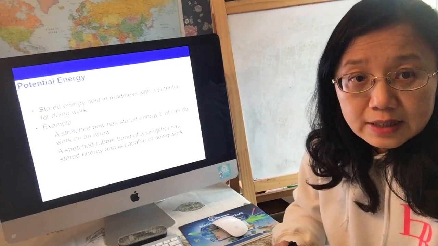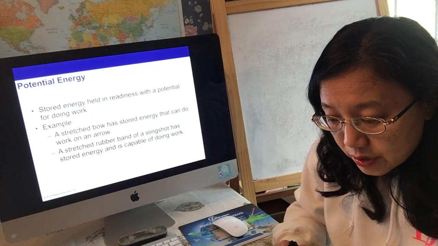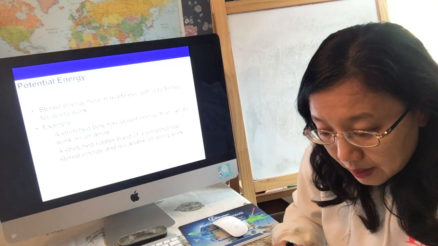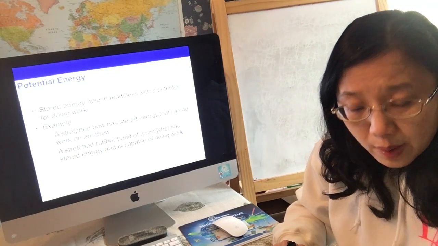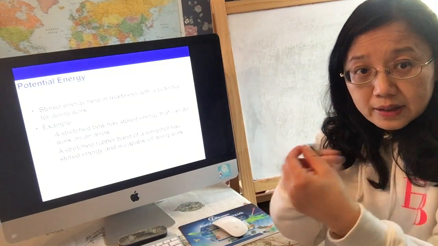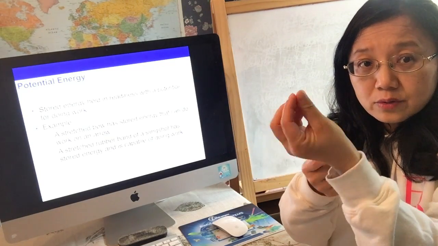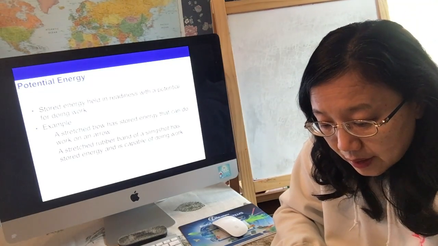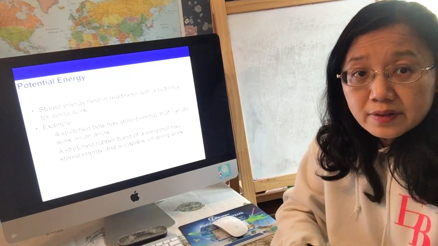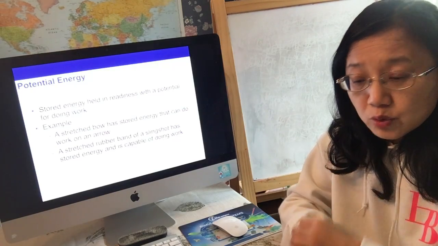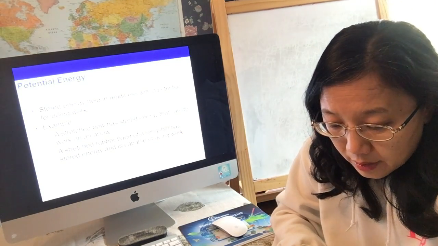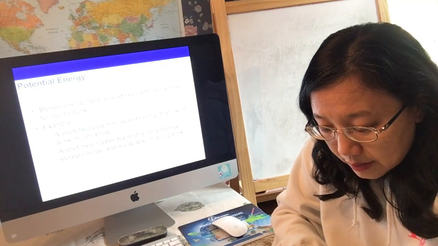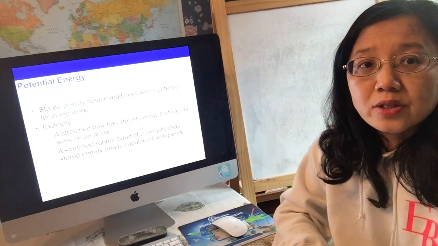For instance, if the bow is drawn, energy is stored in the bow that can do work on the arrow. It's true of a rubber band too. If you hold a rubber band with a stone wrapped in it, once you release it, the stone is going to fly out. Also a spring is able to store energy. There is also chemical energy in fuels, fossil fuels, and batteries. Those are chemical potential energy.